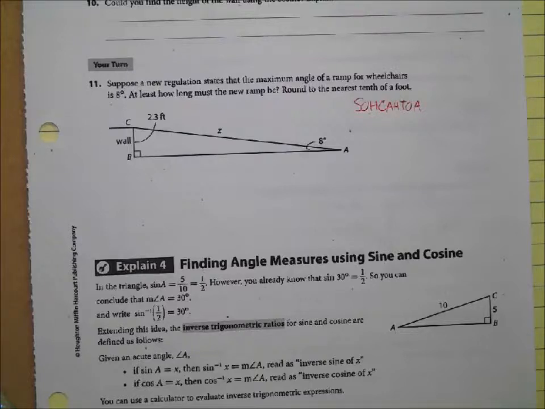Sine is the opposite leg, which is, what's the opposite leg? This is your angle, right? What's the leg opposite that angle? 2.3 over z. Now you're going to multiply the z over and then solve from there, okay?